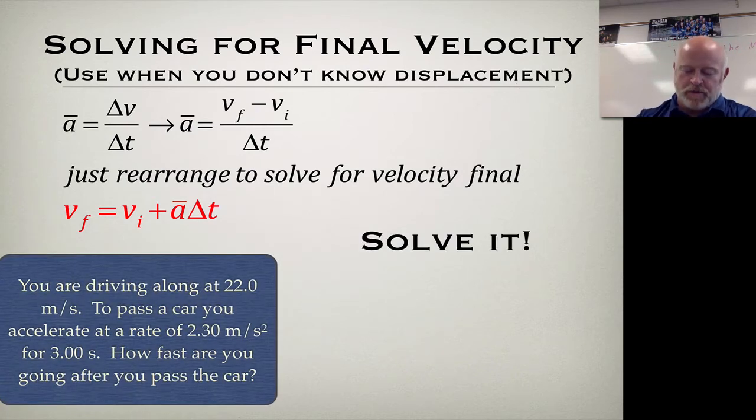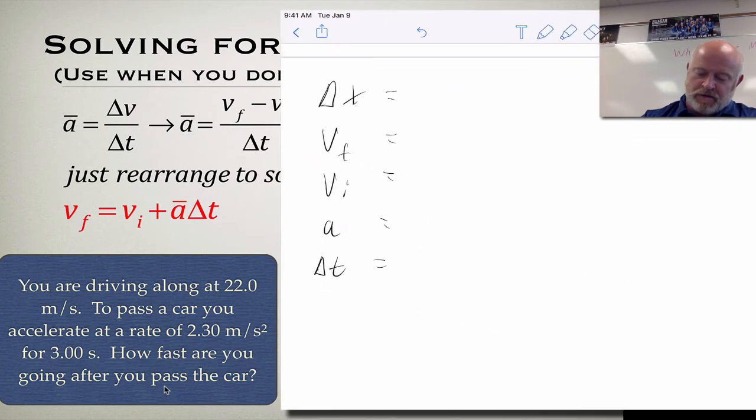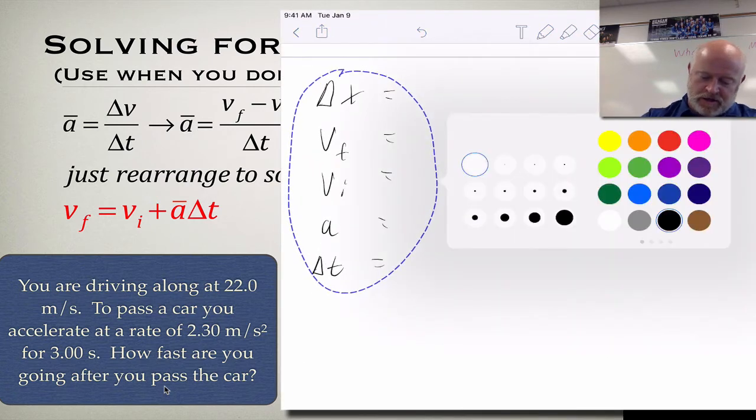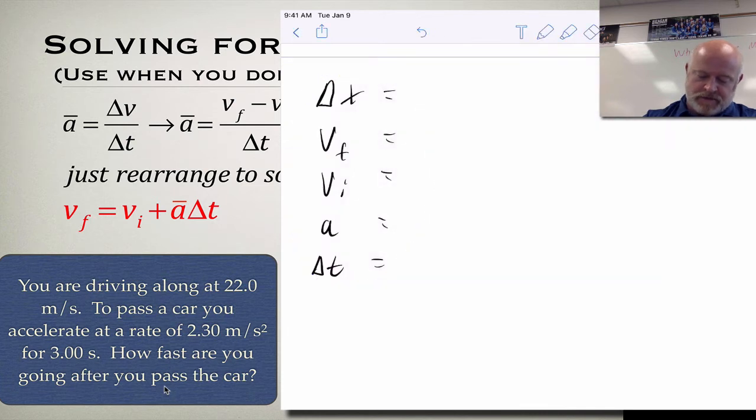So here we are. We are driving along at 22.0 meters per second. To pass a car, we accelerate at 2.30 meters per second squared for 3 seconds. How fast are you going after you pass the car? Okay, so we know lots of information. So let's go over to our screen here, and we will take a look at the information that we know.